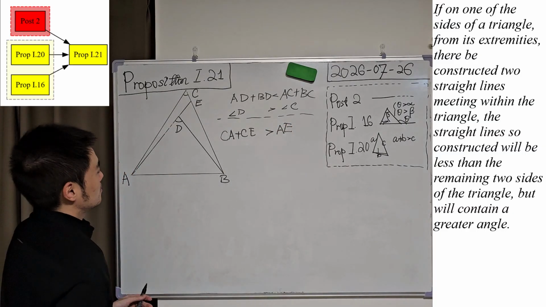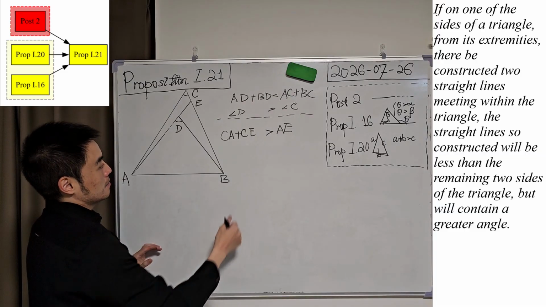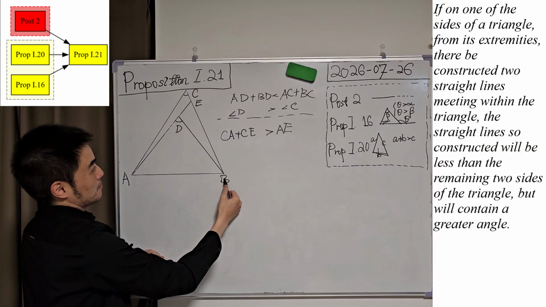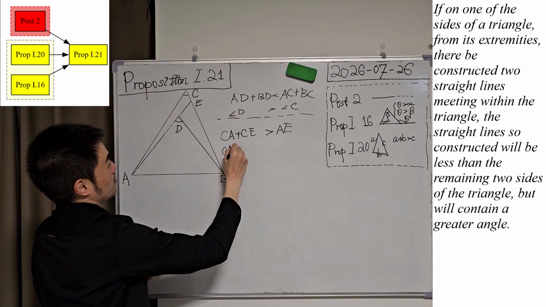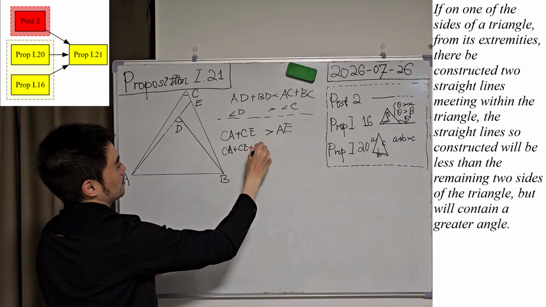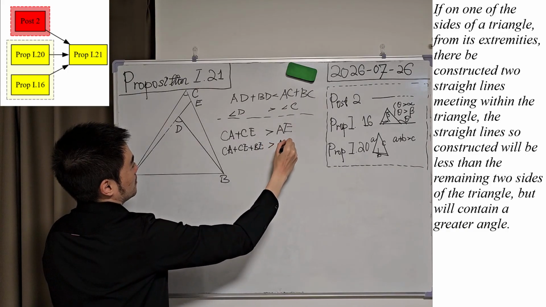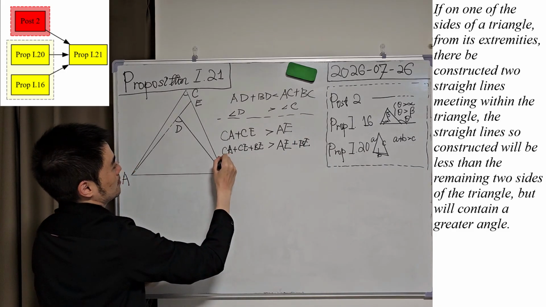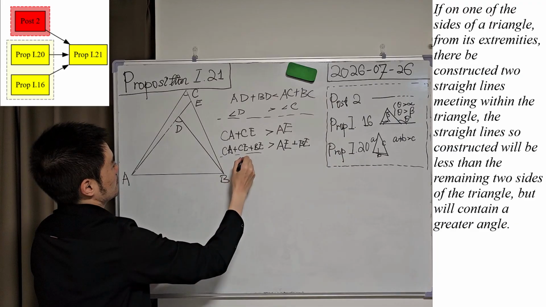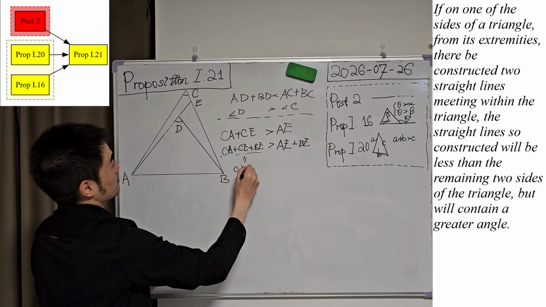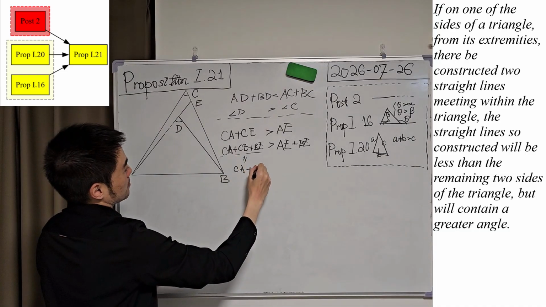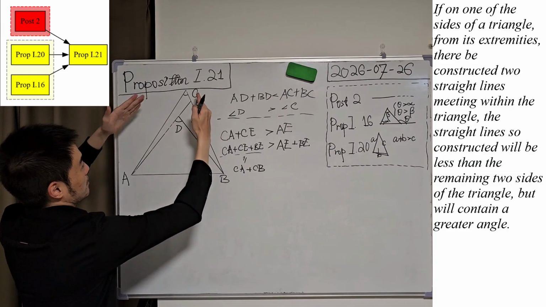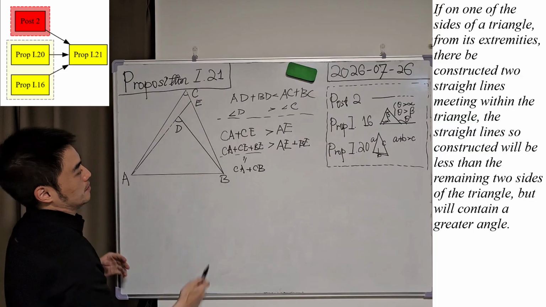Right? And let us add the same thing to the two sides of this inequality. Let us add BE here. So AE plus CE plus BE will be greater than AE plus BE, right? And this is equal to CA plus CB, right? So this is a sum of two sides of the original triangle ABC.